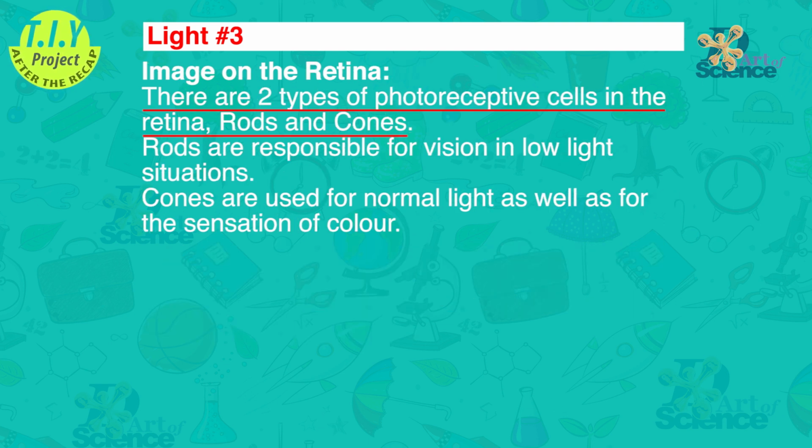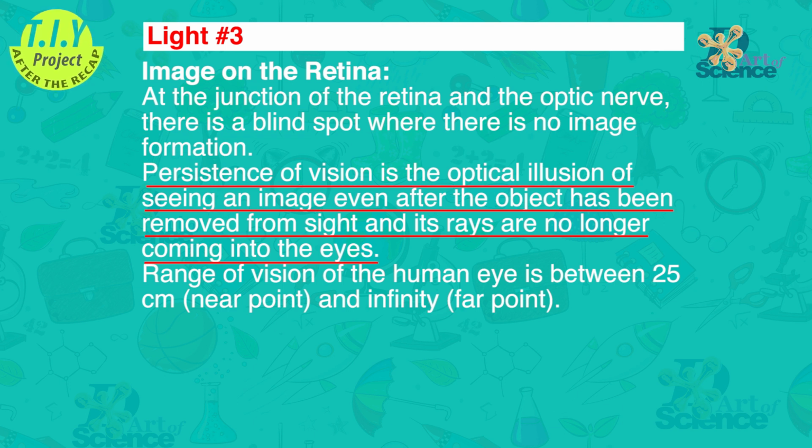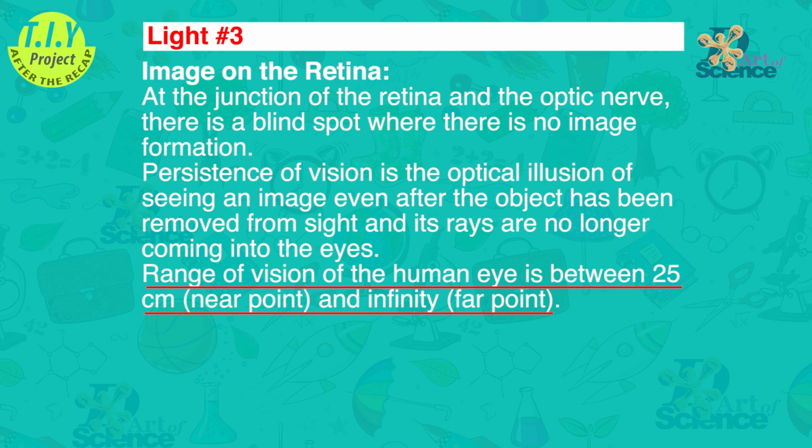Image on the retina. There are two types of photoreceptive cells in the retina: rods and cones. Rods are responsible for vision in low light situations. Cones are used for normal light as well as for the sensation of color. At the junction of the retina and the optic nerve, there is a blind spot where there is no image formation. Persistence of vision is the optical illusion of seeing an image even after the object has been removed from sight and its rays are no longer coming into the eyes. The range of vision of the human eye is between 25 centimeters and infinity.